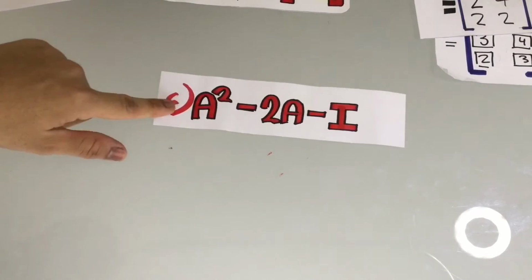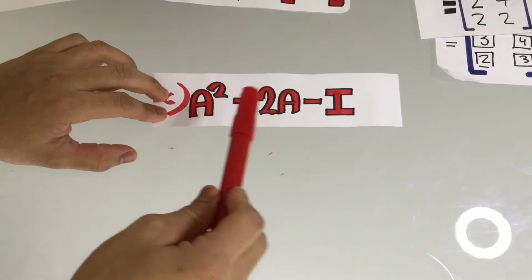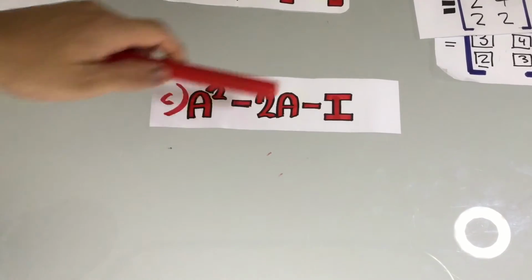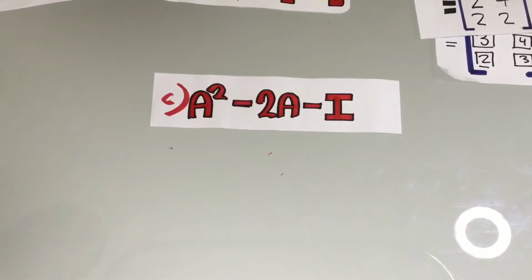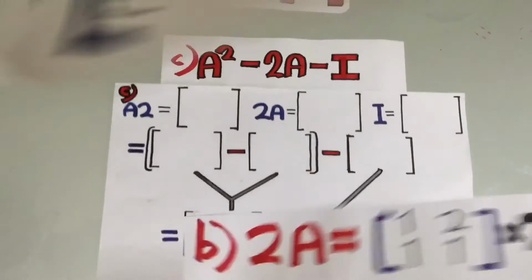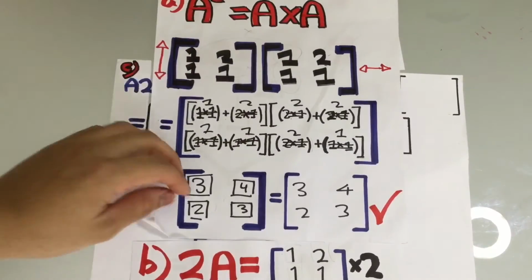For this question, A squared minus 2A minus I. This is the last part here. This is the purpose of the I. It's for the third question. So let's get ready for that. So what do we have as answers so far? Before we get there, let's take a look at the answers.